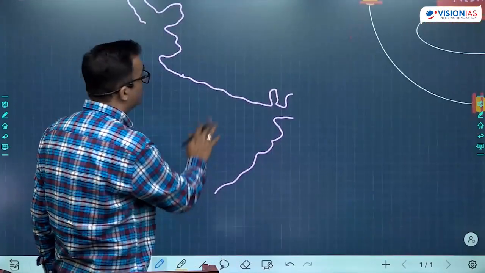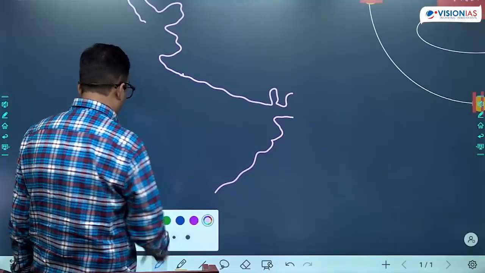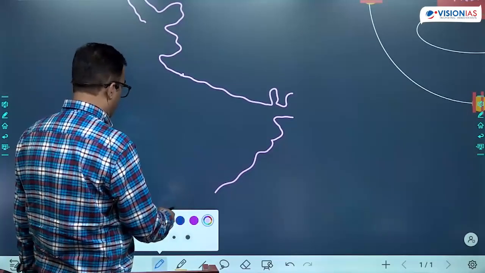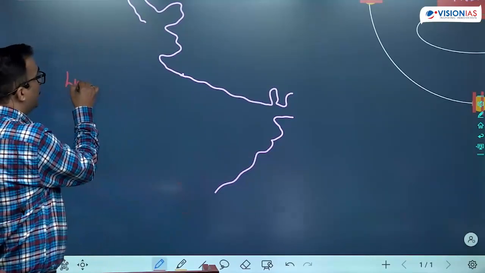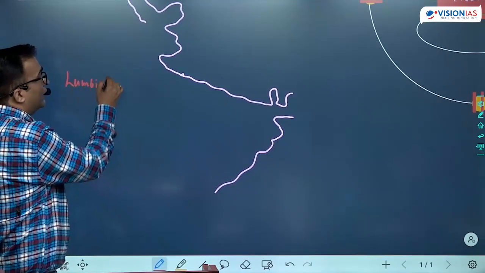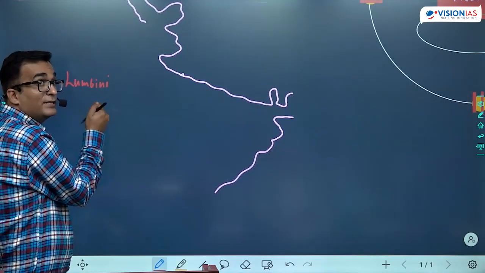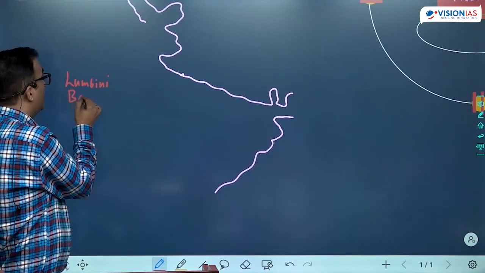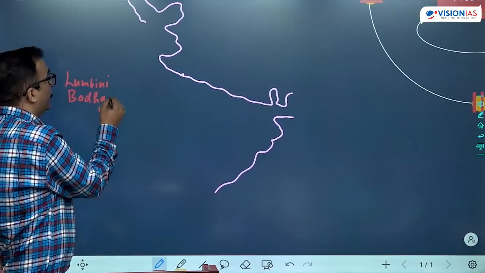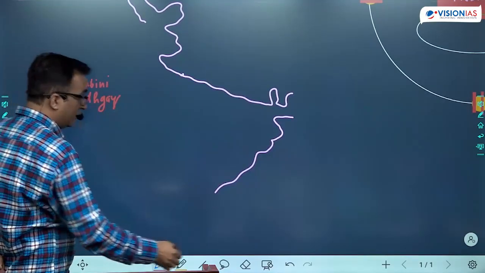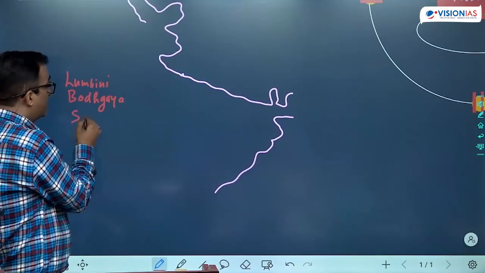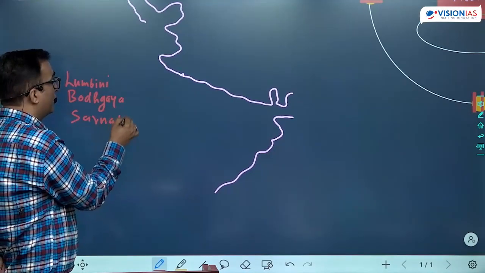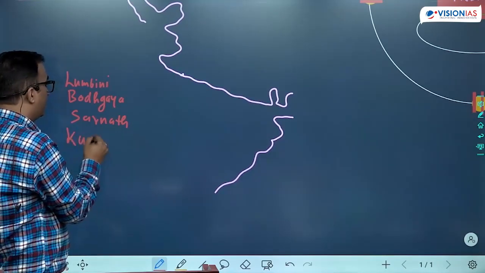Then only this much is required. Now understand carefully. These are the four places of the four important life events of Buddha. His birth was at Lumbini. Enlightenment, that is nirvana, was at Bodh Gaya. Then he gave his first sermon at Sarnath, and his death happened at Kushinagar.